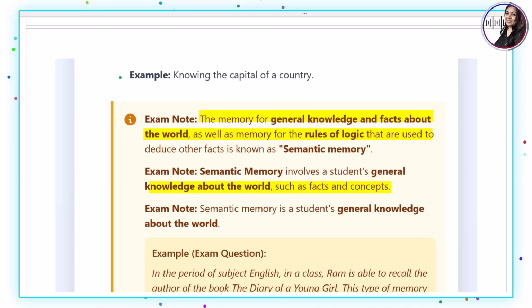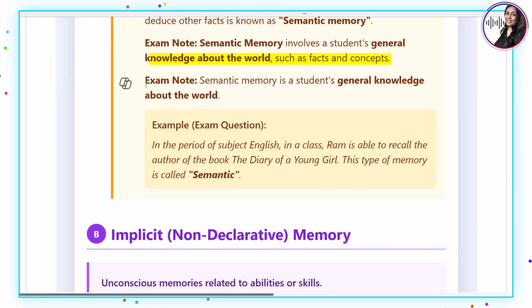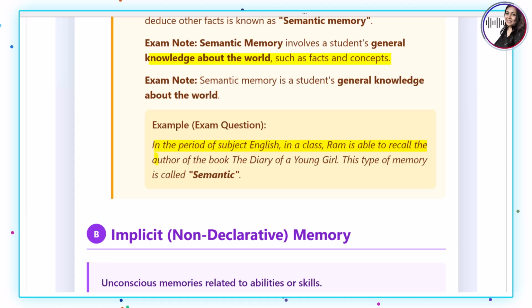To make this concrete, consider the example where Ram, during an English class, recalls the author of The Diary of a Young Girl. This act of recalling factual information clearly demonstrates semantic memory, and this example itself has appeared in exam questions.